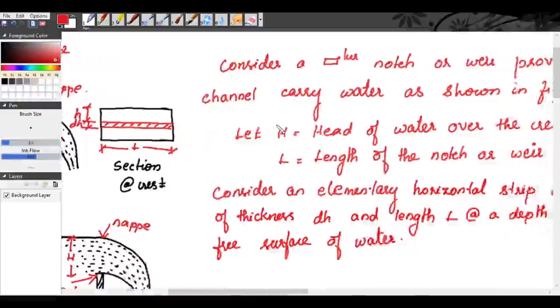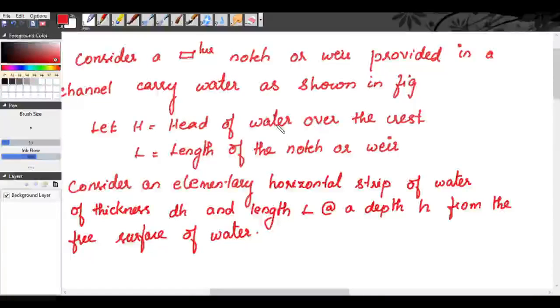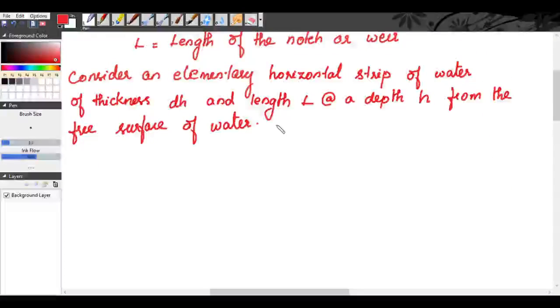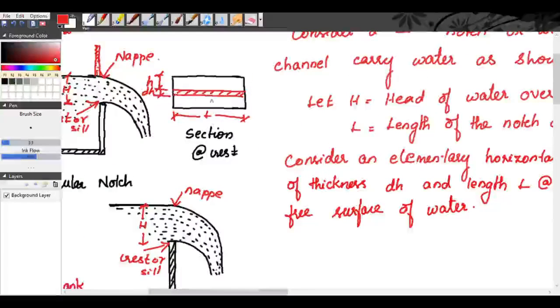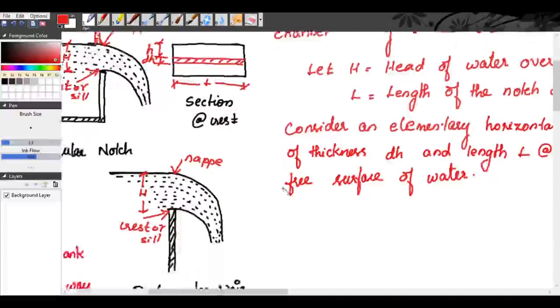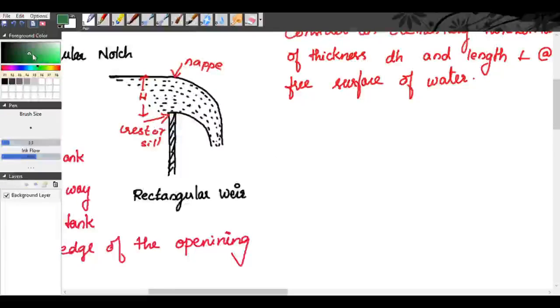So the thickness of the stripe is dH, length is L, and it is at a depth h from the free water surface. Now, the area of this stripe is L into dH. So area of stripe is equal to L into dH.